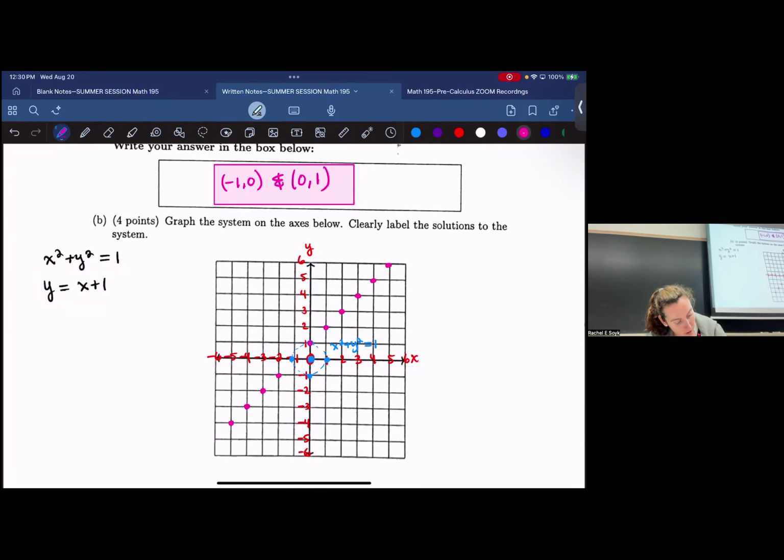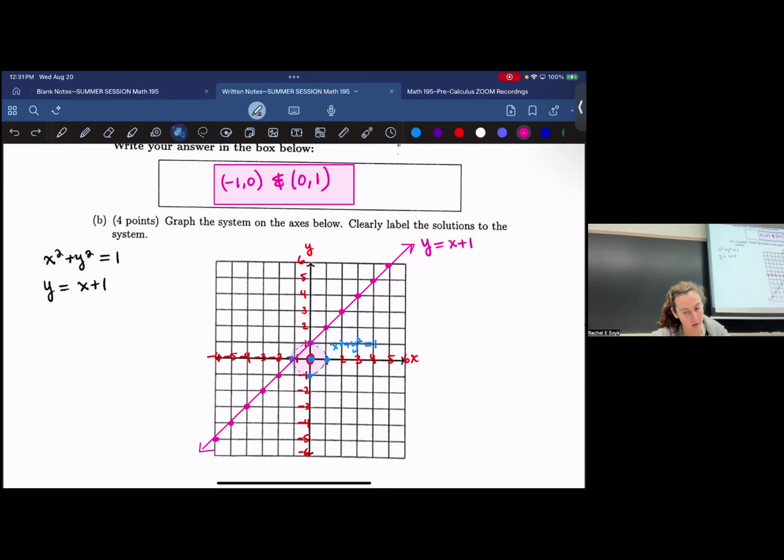You don't have to plot all of these points. You can put the circle, you don't have to have it be dashed. It can be an actual circle.